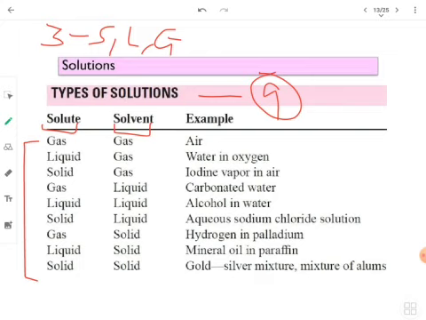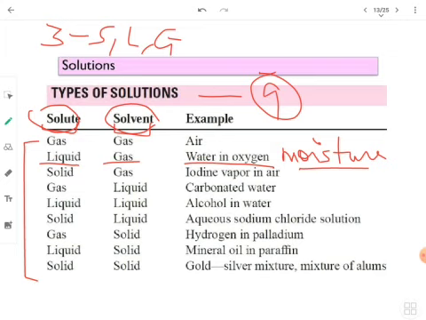For example, if I talk about liquid in gas, here we are talking about the case where your solute is the liquid and the solvent is the gas. For example, water in oxygen, or this can also be said as moisture or water vapor. In fact, water vapor that is there in the atmosphere. So water is our solute, and the air is a gas, so that is your solvent. Then gas in liquid, just the opposite example.